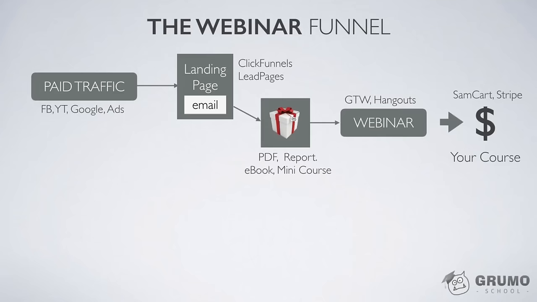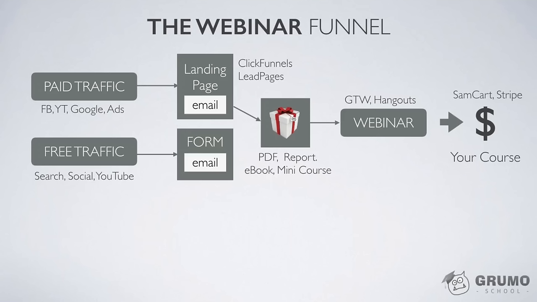Free traffic. So there's another way. Free traffic takes a little more time, but this is your blog, a lot, and you get found on search, social, and on YouTube. Then on your blog, you're going to have an opt-in form. You collect the email addresses, and as soon as they give you their email addresses, guess what happens? Boom! They go to your email list. Your email list is the holy grail of an online business.